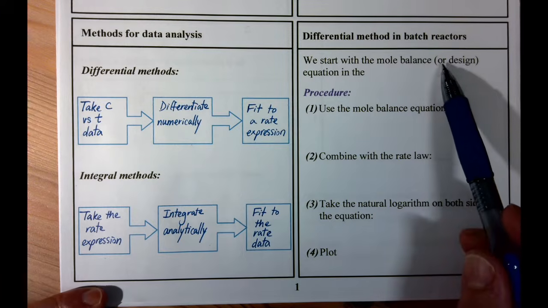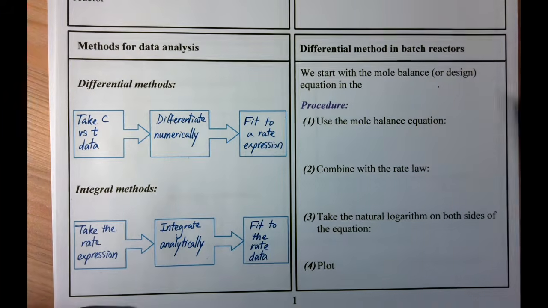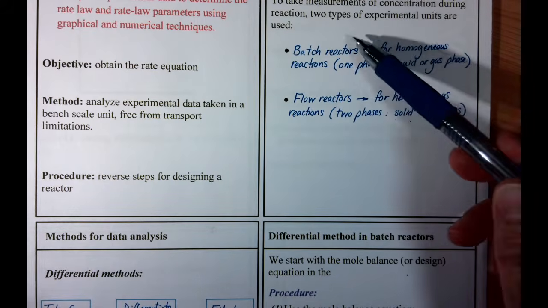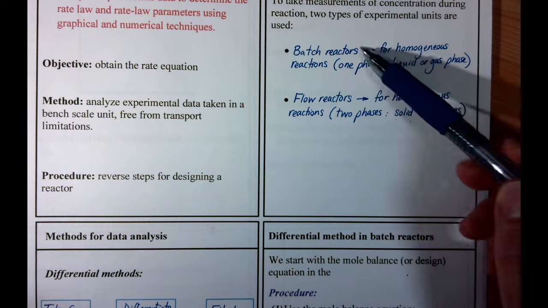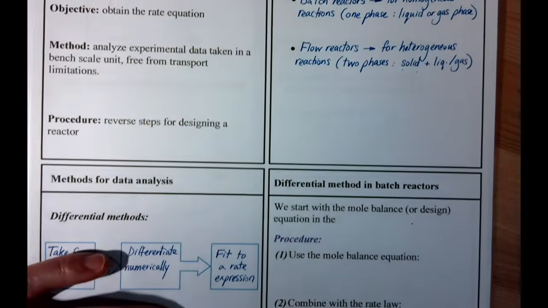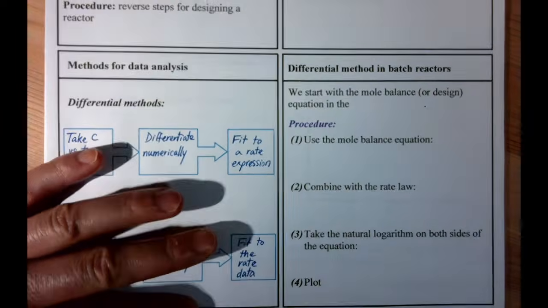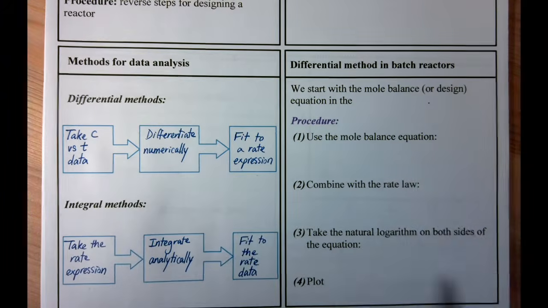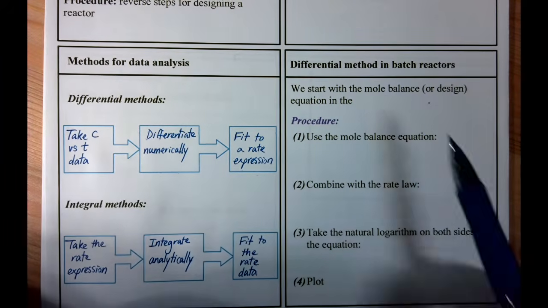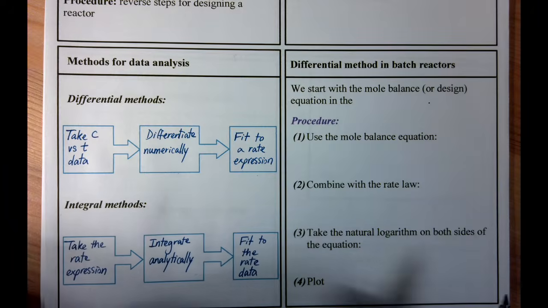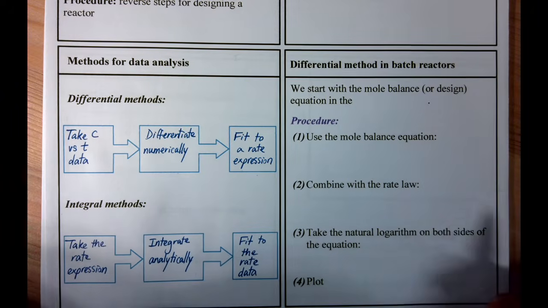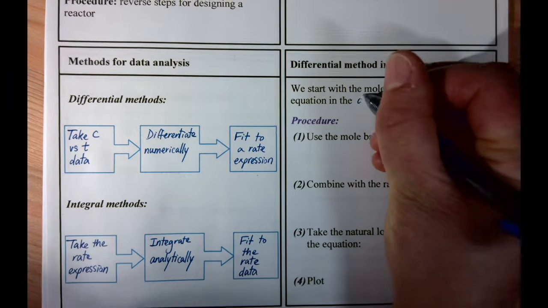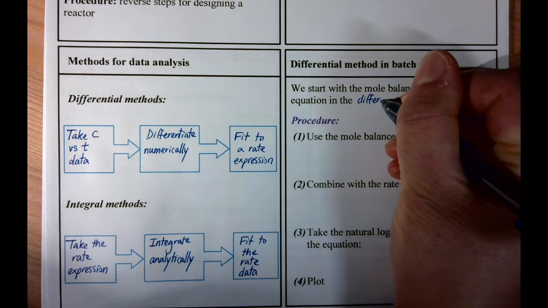Okay, so let's look at the first case for differential methods. We're going to use the differential methods in batch reactors. So of these two reactors that I mentioned, we're looking at this situation of a homogeneous reaction happening in a batch reactor, and we're now going to follow these steps. For this system, things to keep in mind are that we start with the mole balance or design equation of the reactor in the differential form.